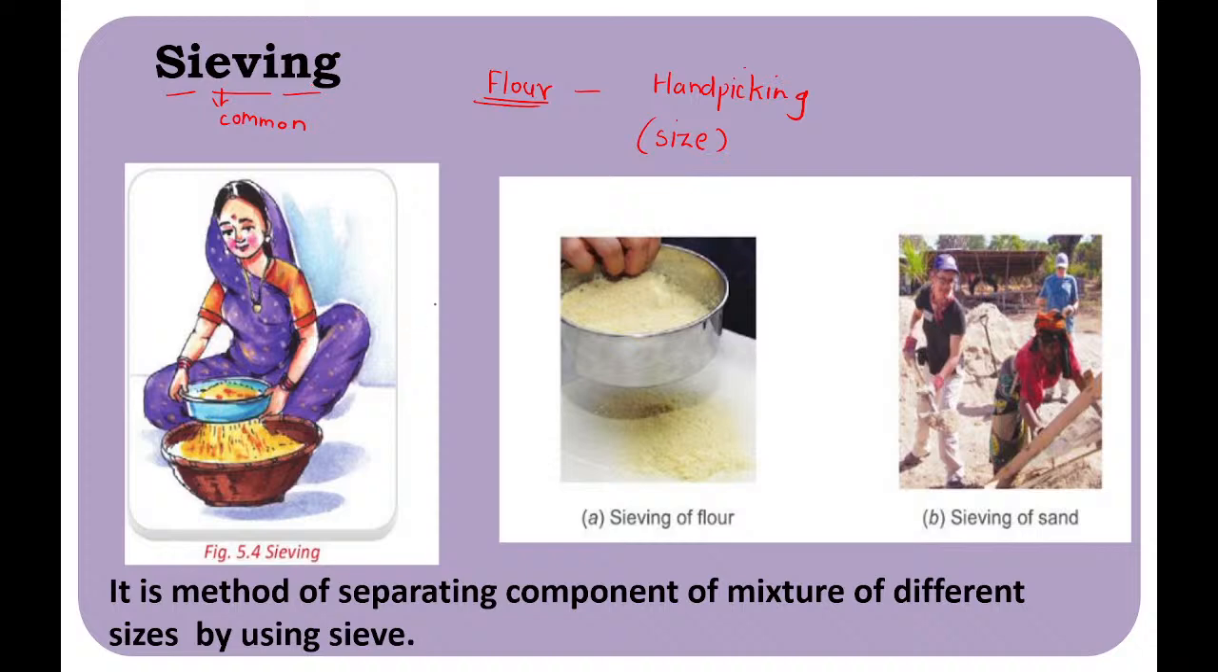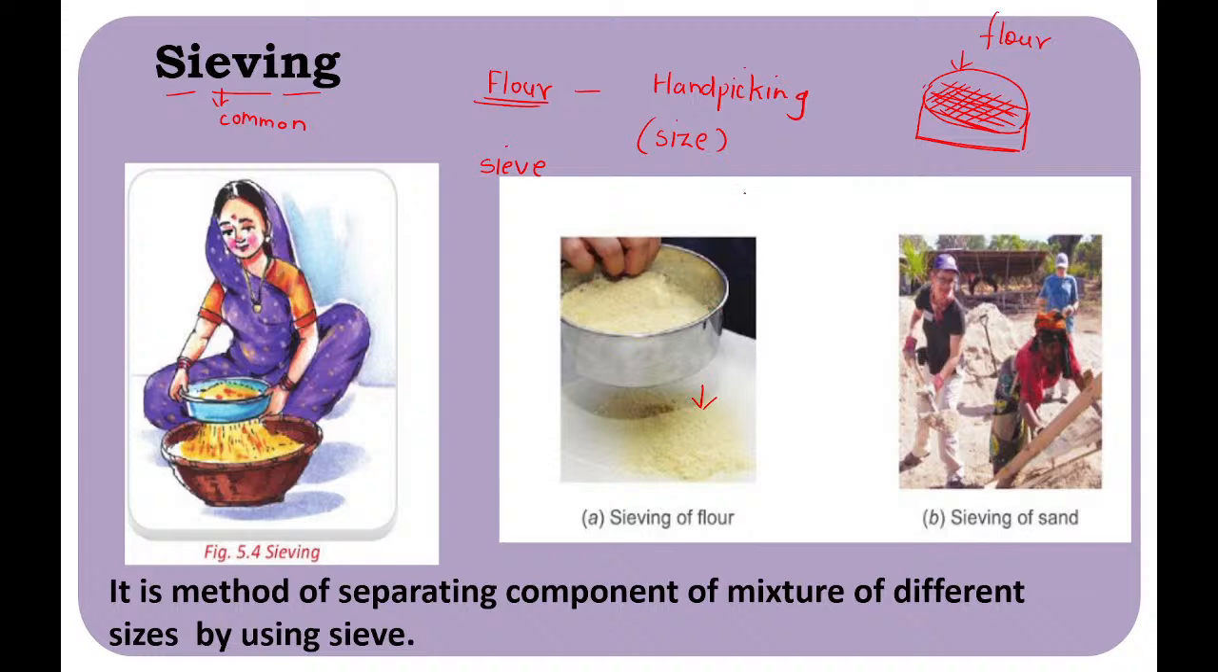So what does sieving mean? Sieving is done using a device called a sieve. What is a sieve? A kind of round device like this, and at the bottom you have a mesh of net. This mesh of net has some tiny holes. When you pour flour on it, what happens? All the flour particles fall down, and only the impurities remain on top.